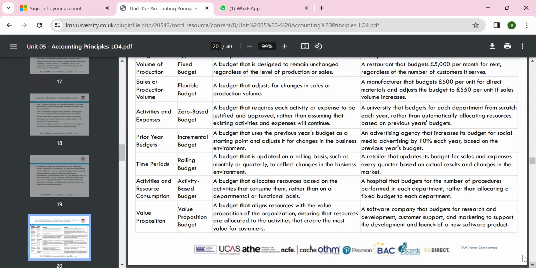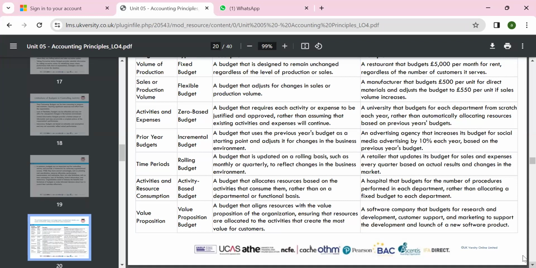Time period budget is a rolling budget, so you can roll over whatever the last quarter was, or you can make a few changes within it, and then roll over the budget for the next year. You're not looking at how much the business has grown, so sometimes it can create more variance as well.